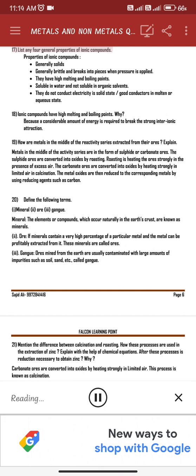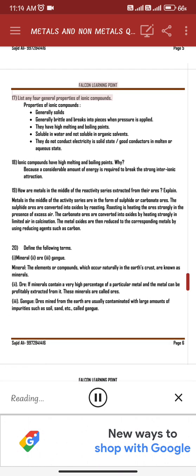Falcon Learning Point 17. List any 4 general properties of ionic compounds. Properties of ionic compounds: Generally solids. Generally brittle and break into pieces when pressure is applied. They have high melting and boiling points. Soluble in water and not soluble in organic solvents. They do not conduct electricity in the solid state, but are good conductors in molten or aqueous state.